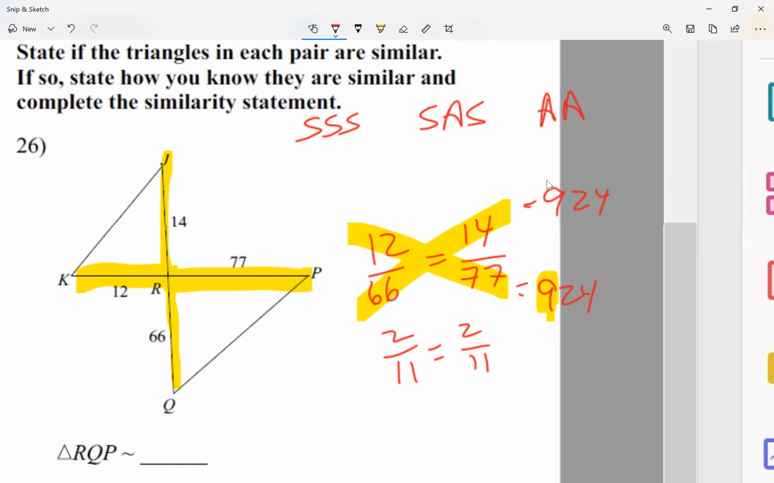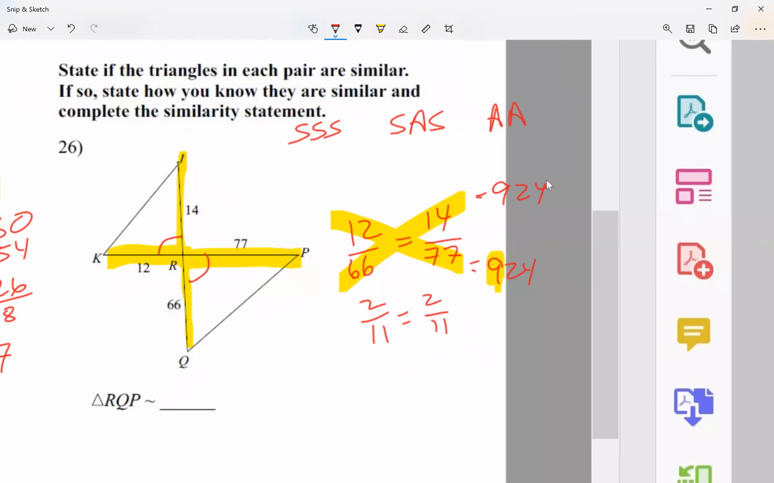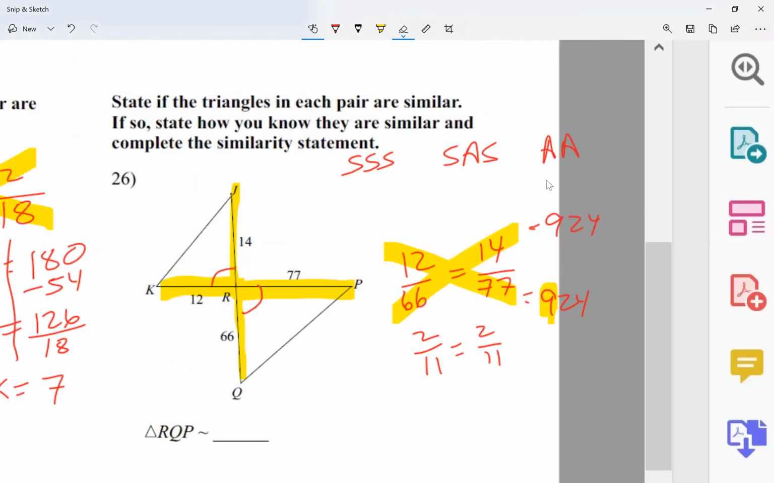Another thing that I know is this angle is equal to this angle. Vertical angle theorem, when there's an X form, opposite angles are equal. So I have enough for side, angle, side. Okay. Now, let me erase these marks right here. So I'm going to complete the statement.